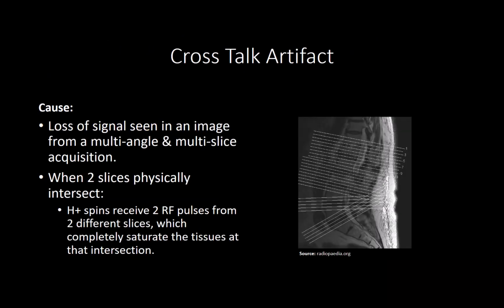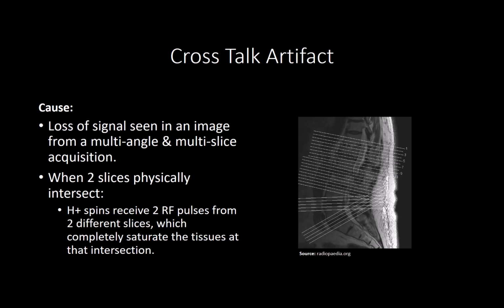Crosstalk artifact is caused by loss of signal seen in an image from a multi-angle and multi-slice acquisition. This is when two slices physically intersect. Hydrogen spins receive two RF excitation pulses from two different slices, which completely saturate the tissues at that intersection.